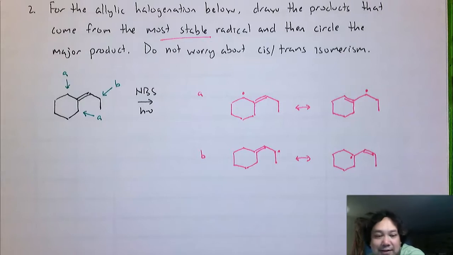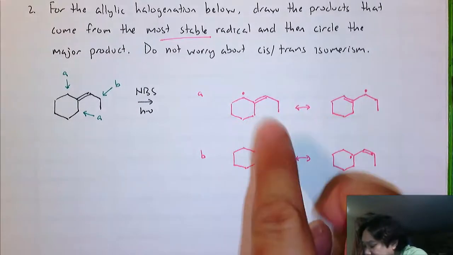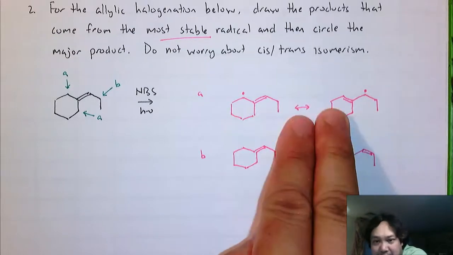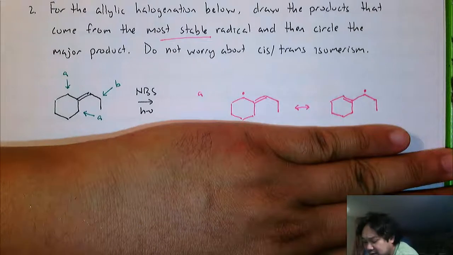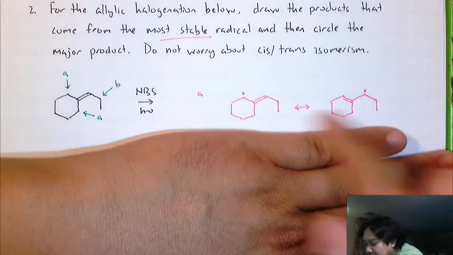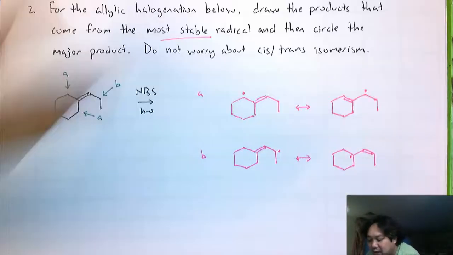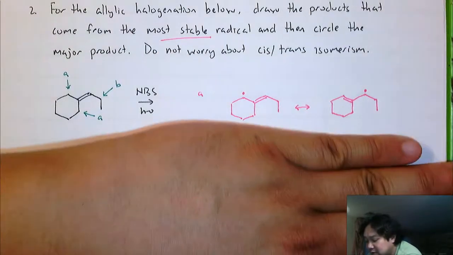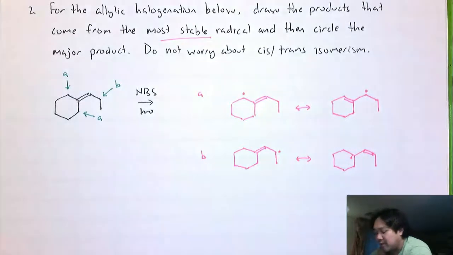But let's go back to the idea that we only have two radicals. We have the radical coming from A because, remember, resonance, it's not this half the time and this half the time. It's these two all the time. It's this hybrid all the time. So the actual radical is a combination of this. So when I say radical A, I mean the combination of these two. When I say radical B, I mean the combination of these two. And when I ask for the product from the most stable radical, you are choosing either situation A or situation B. And do you remember how to do that?